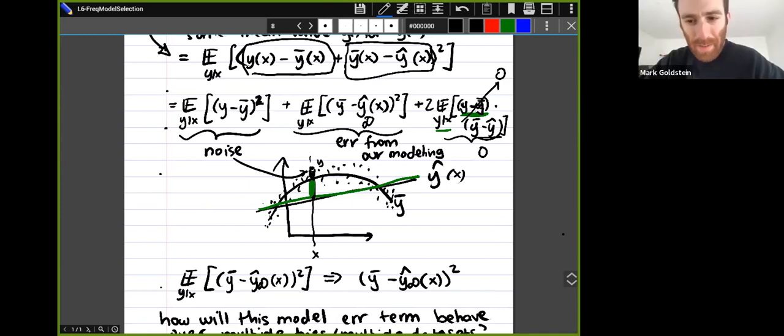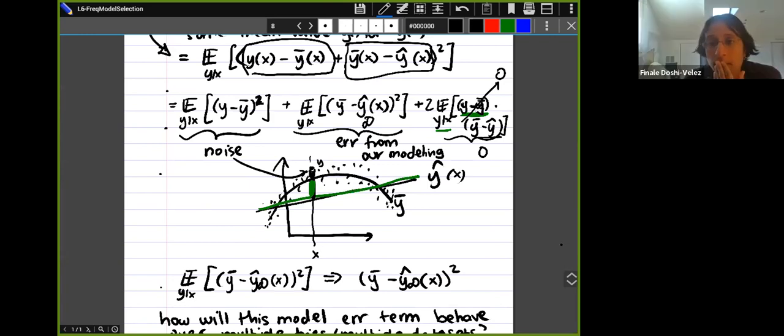So just to clarify for the questions in the chat, it doesn't so much have to do with model fit, but it's more that by definition, there is a term where we're just subtracting the two means from each other and they equal each other. Exactly. Yes.